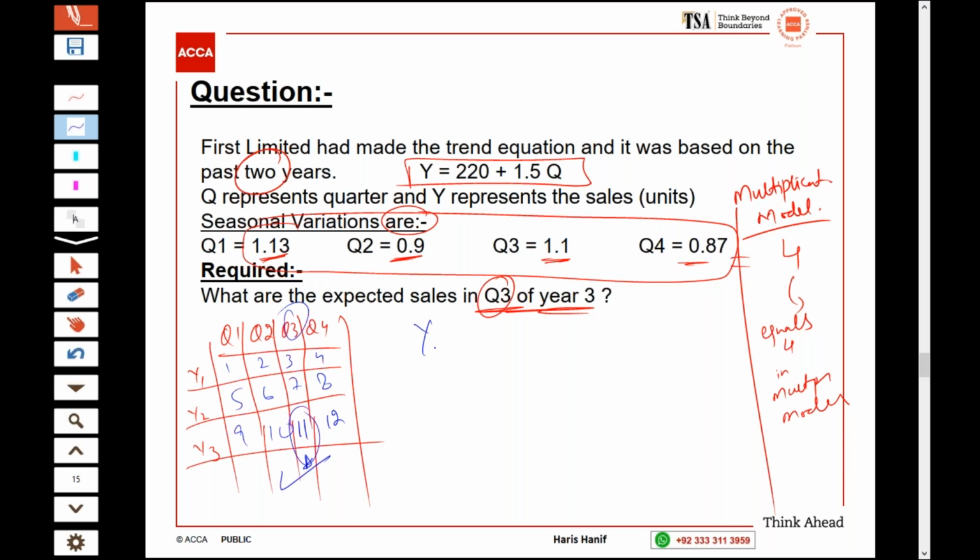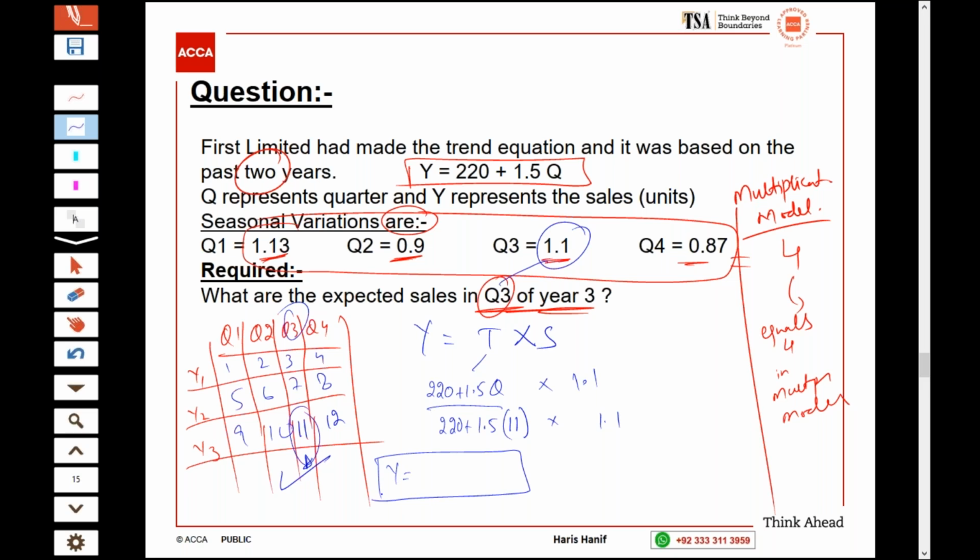That is quarter 3. That's y is equal to t multiplied by s, t is 220 plus 1.5 q multiplied by s. That is the quarter 3, 1.1. 220 plus 1.5 times 11, multiplied by 1.1. That is 260.15 units forecasted to be sold in quarter 3 of year 3.